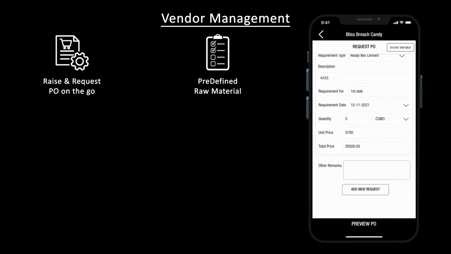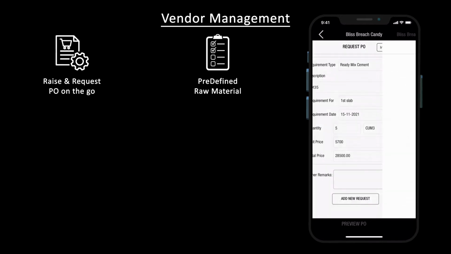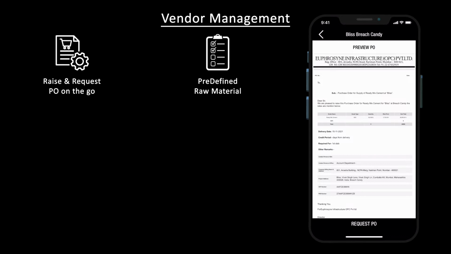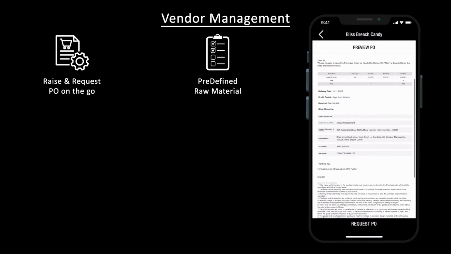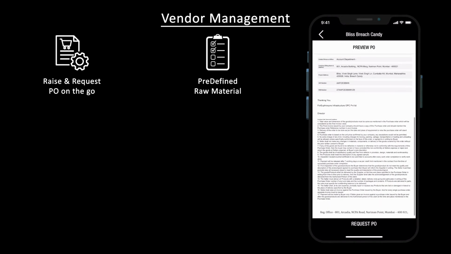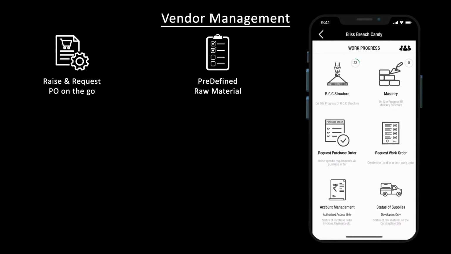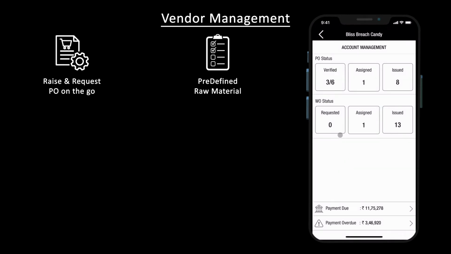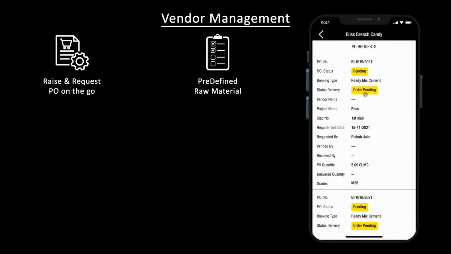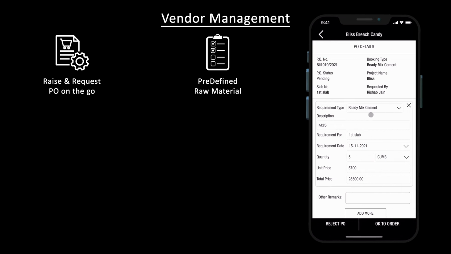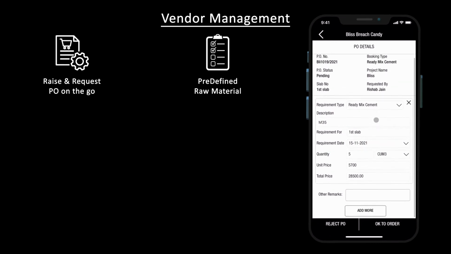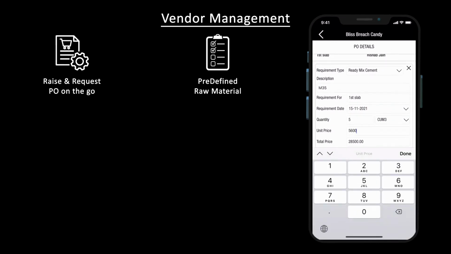Once he's done and satisfied, he can click on preview PO and it will automatically generate a digital purchase order on your company's letterhead. He can then further request a higher admin for approval. The accountant supervisor can then, on his device, go to the account management section, click on the requested PO and check if all is in order. He makes the changes where he finds faults and verifies the same.